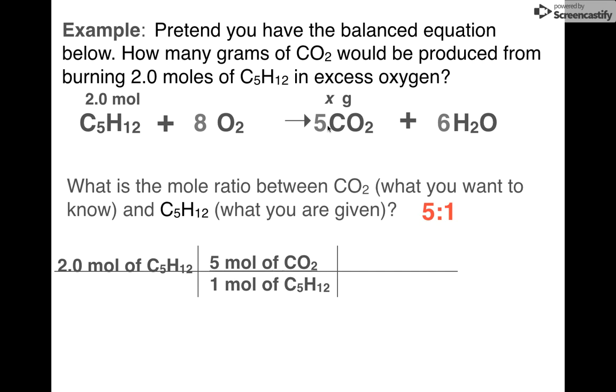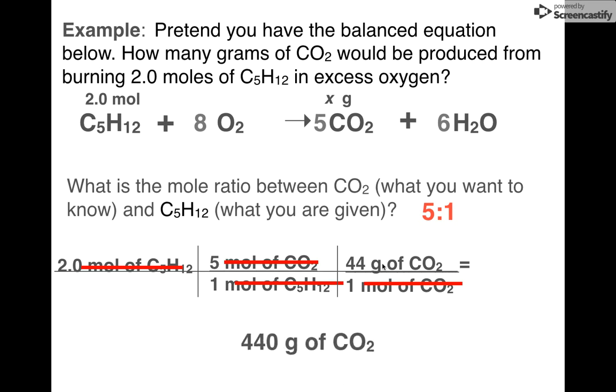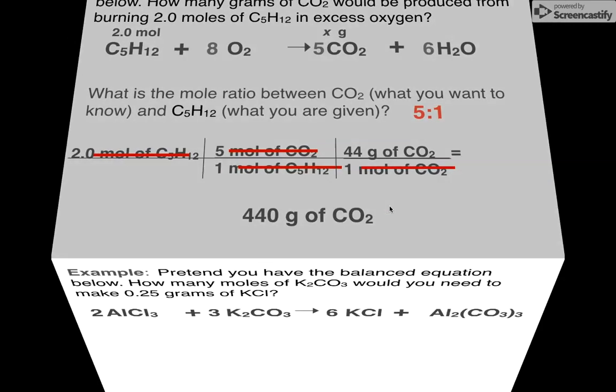It's not asking for moles, it's asking for grams. How do I go from moles of CO2 to grams of CO2? I use the molar mass. Now, think about where that would go. I would multiply by the molar mass because I want moles to cancel and I want grams in my answer. Now, notice everything cancels. I do 2 times 5 times 44. What does that end up being? 440 grams of CO2. Again, if you need to go back, make sure you go back and take a look at what I did. Let's try a different one.